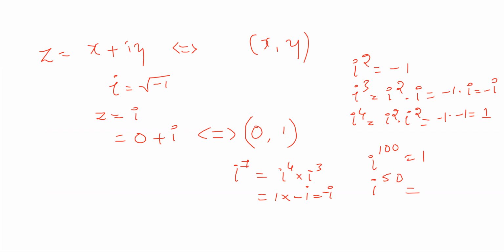So is 50 divisible by 4? No, sir. Just divide 50 by 4. 12 fours are 48, right? 50 minus 48, the remainder will be 2. So that means we can write this i power 50 as i power 48 into i power 2. Can we write?